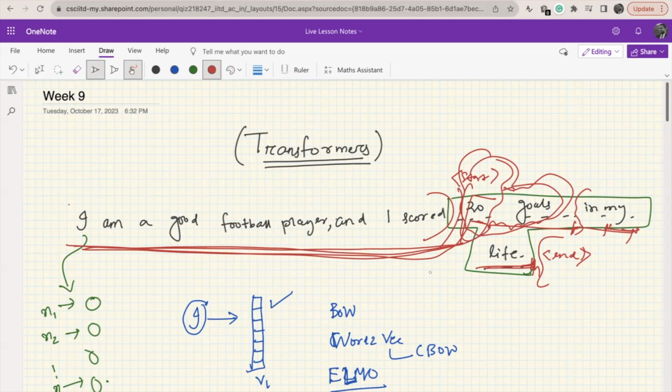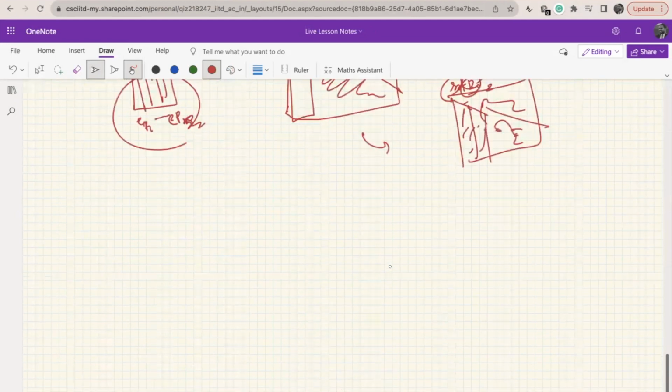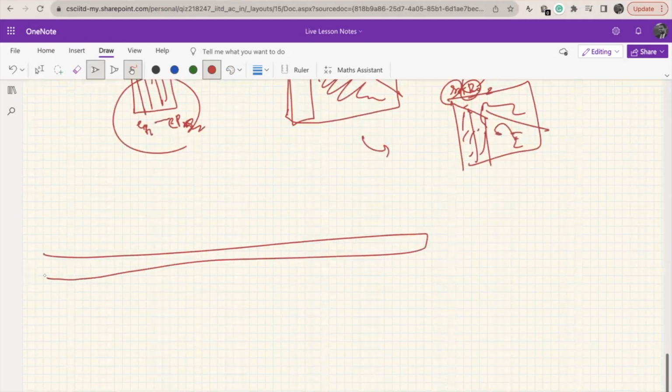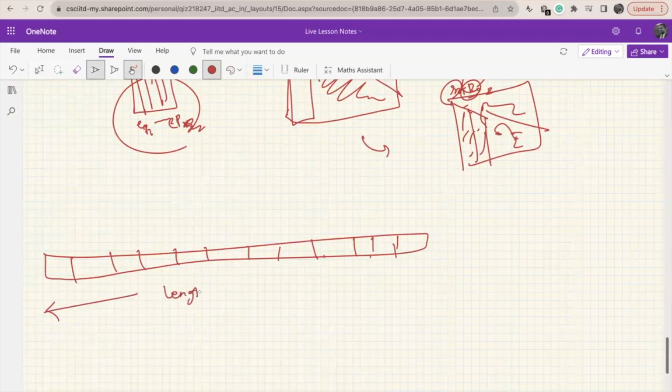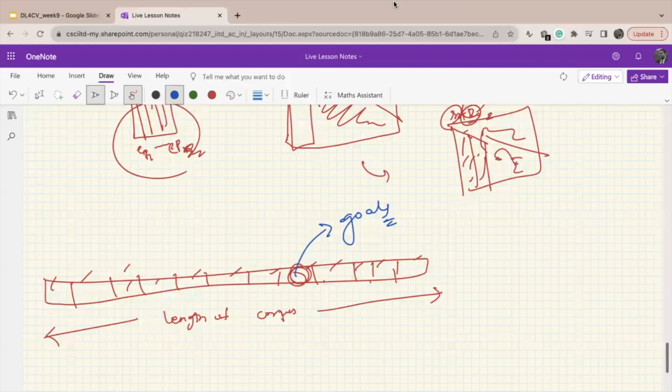So how does it actually pick a word? At the final layer it gives a probability vector. The length of the vector will be the length of the corpus, and each position gives the probability of that word being the next word. The word with the highest probability is picked as the next word. This is the entire idea behind transformers.